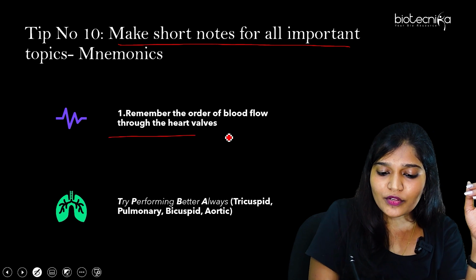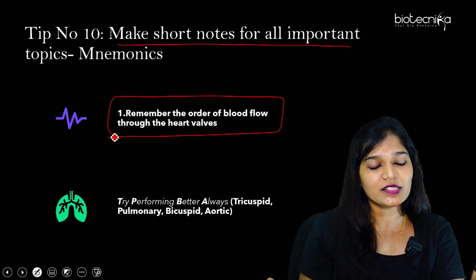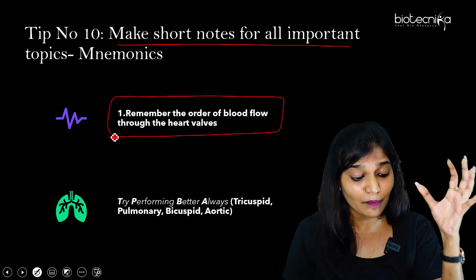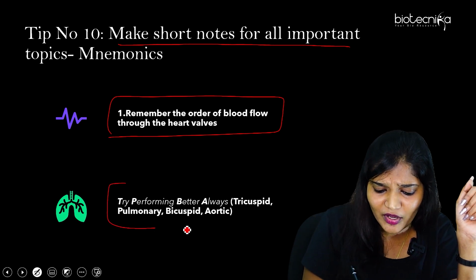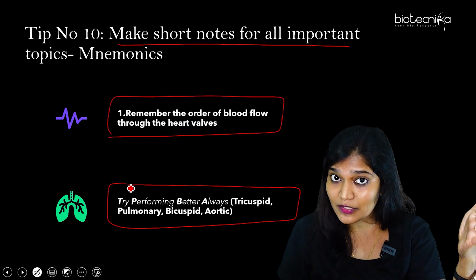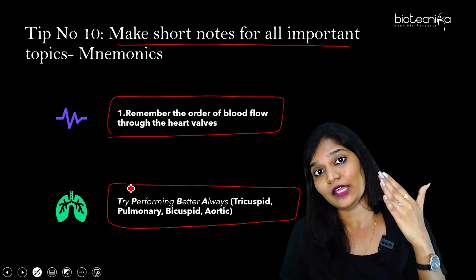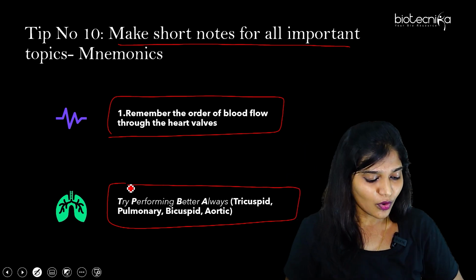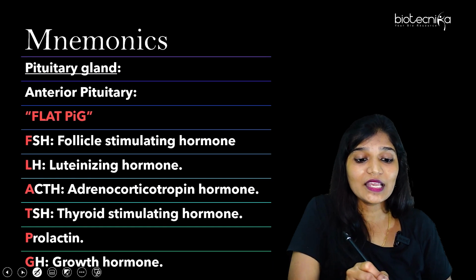And remember the order of blood flow through the heart walls. And you can also go in for mnemonics. Okay, how can I remember? You can have some mnemonics like try performing better always: tricuspid, and then it goes to pulmonary, and then to bicuspid, and then to aorta. Yes. The next is mnemonics.